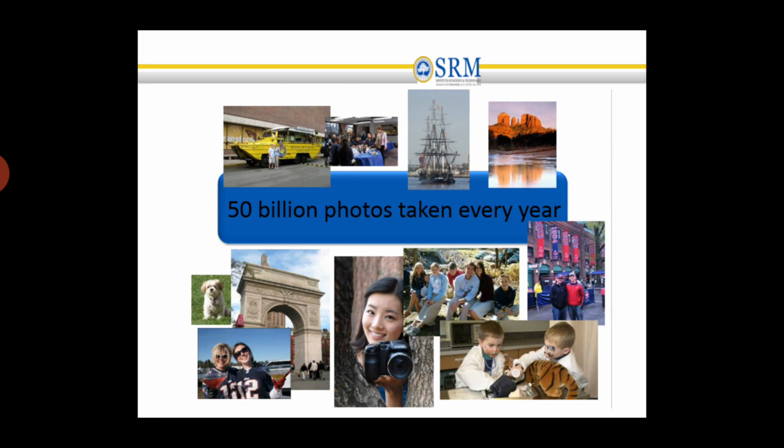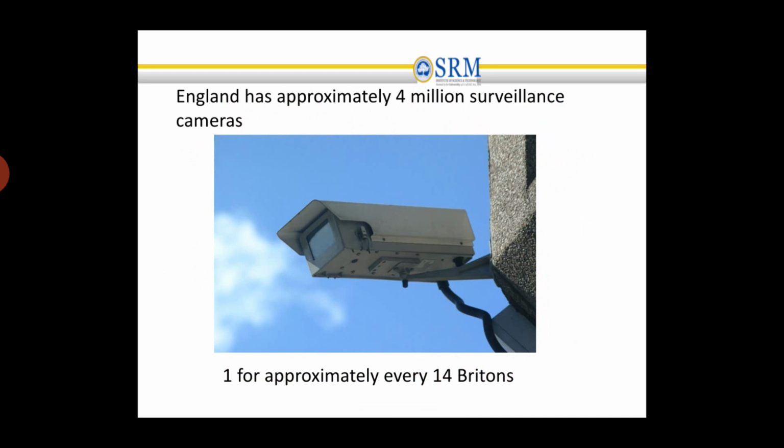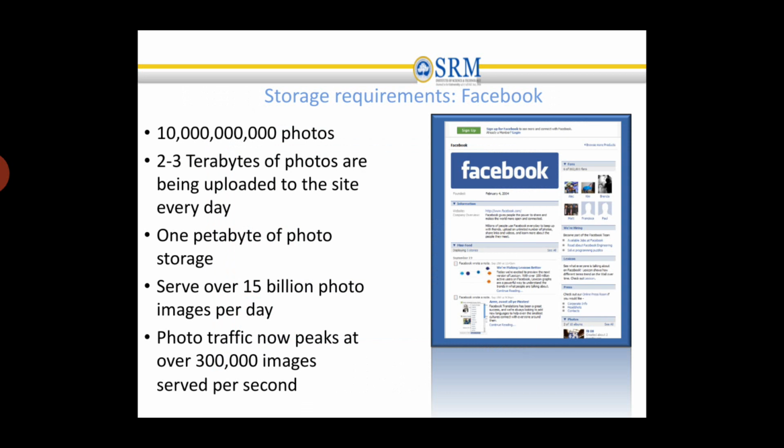50 million photos are taken every year. This is one survey. In England, another survey says approximately 4 million surveillance cameras exist, about one for every 14 Britons. And take Facebook, which you are all familiar with. In day-to-day life, how many photos and how much data are generated, and how fast the communication is. Facebook is a very good example of generating large volumes of data. For example, 2 to 3 terabytes of photos are uploaded to the site every day, there is 1 petabyte of photo storage, and photo traffic now peaks at over 3 lakh images served per second. This is the data survey from Facebook.